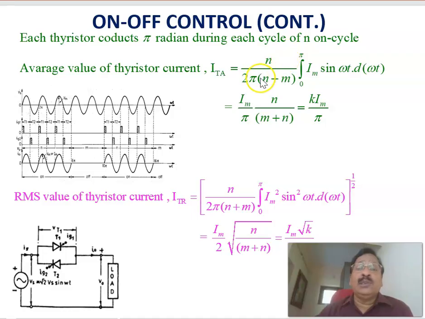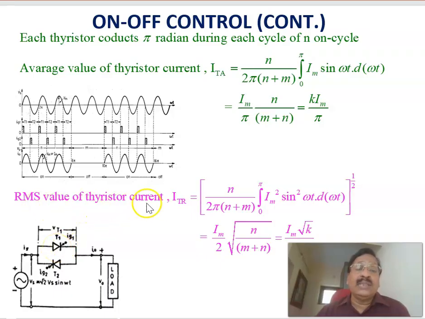Therefore, n divided by 2 pi into n plus m, times the integral from 0 to pi of Im sin omega t d omega t, is the average value of the current through each thyristor, which is equal to Im by pi into n by m plus n. That is equal to k into Im divided by pi. Therefore, k into Im divided by pi is the average value of the current through the thyristor.